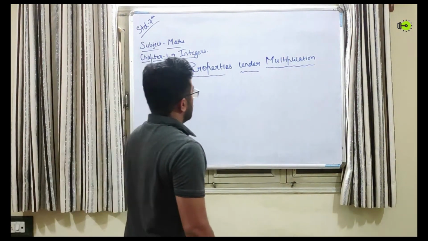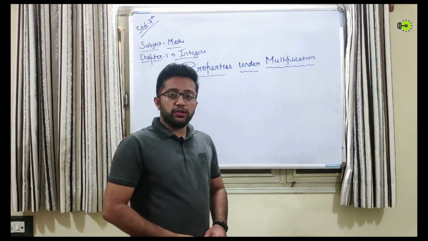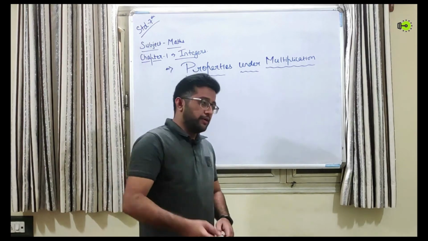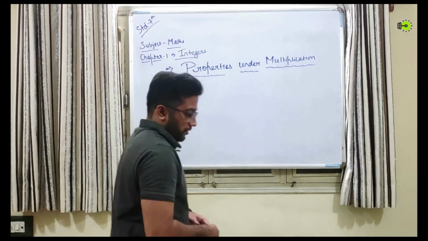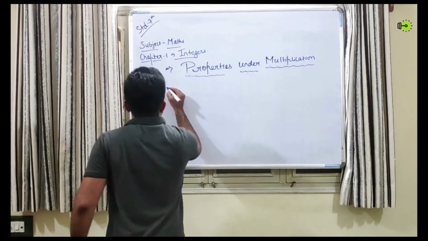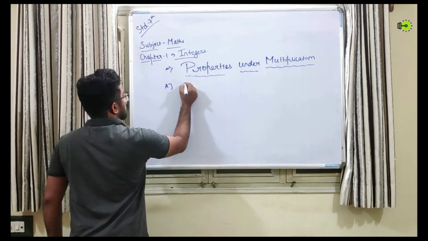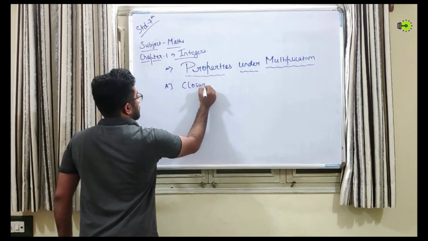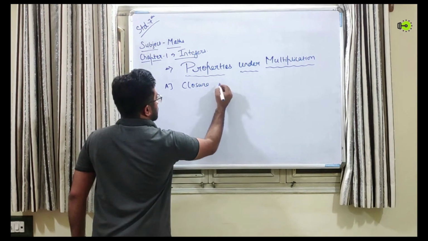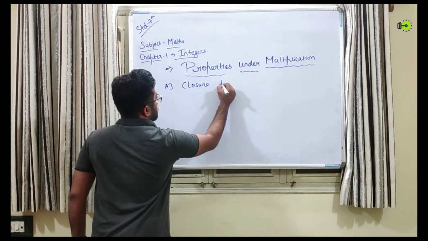Now we will study the properties under multiplication, similar to the properties under addition and subtraction of integers. Let us start with the same. The first property which we are going to cover is the closure property.